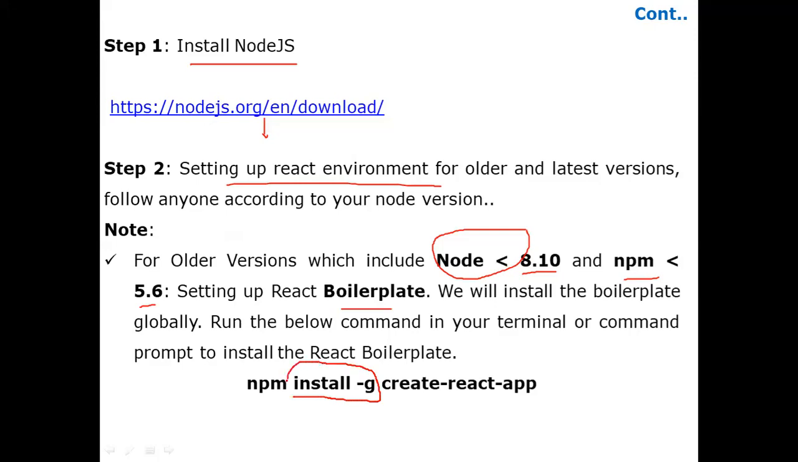This is one. What is this? npm install -g. It's a command line option. We have different command line options available, like install -g, search, all these are there. So npm install -g, and this is a package, create-react-app. What it does is create a React environment for creating our applications. So create-react-app.